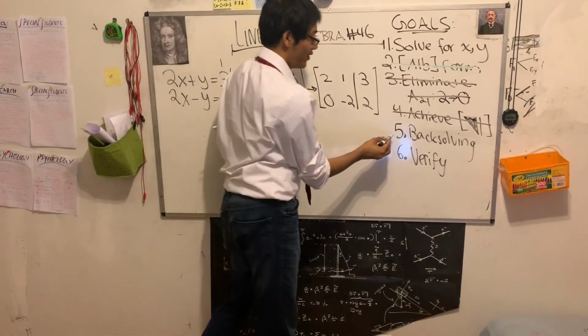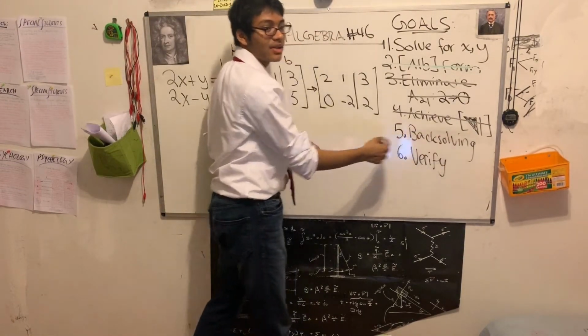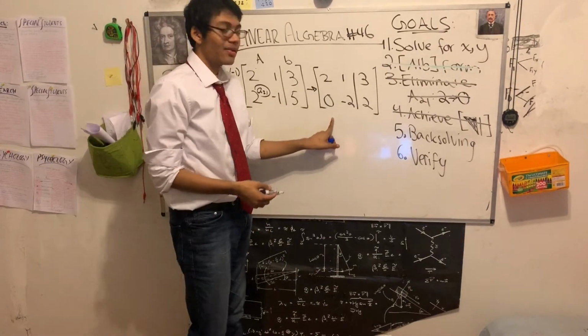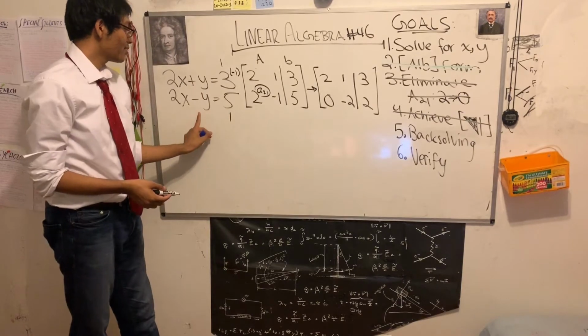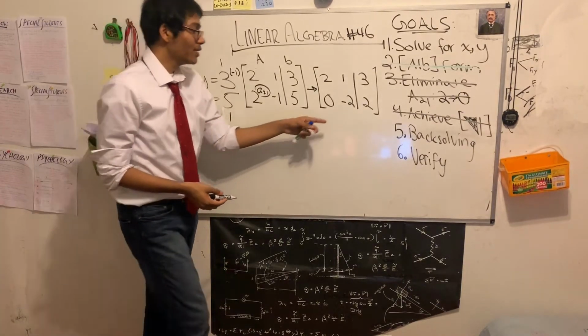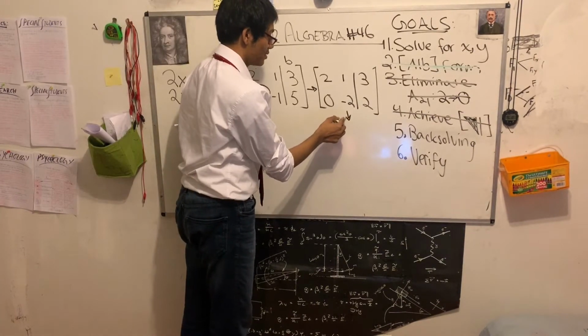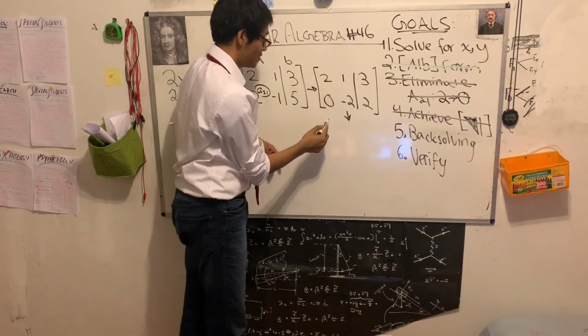So now we are on the 5th step, which is back solving. Back solving means converting the matrix back into a system. Remember, first we converted the system into a matrix. Now we're going to convert this back into a system. Okay, ready? So what is the system?